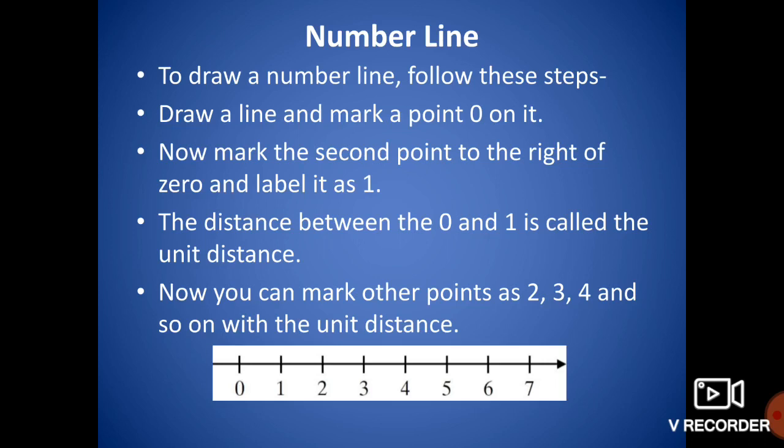Now let us learn about the number line. To draw a number line, we need to follow a few steps. Let us see them one by one. First, draw a line and mark a point 0 on it. That is the first step we need to follow. Next, mark the second point to the right of 0 and label it 1. The distance between 0 and 1 is called the unit distance.